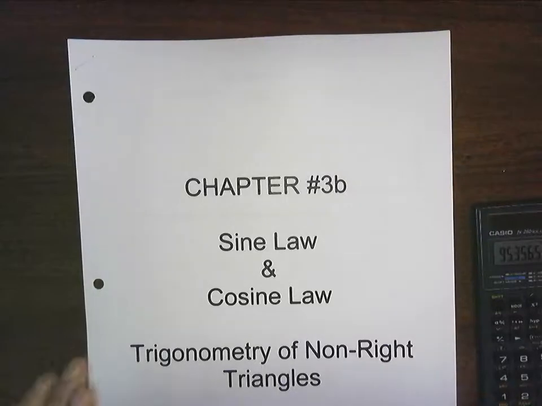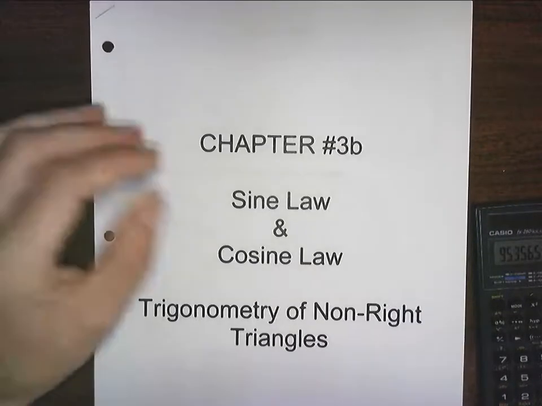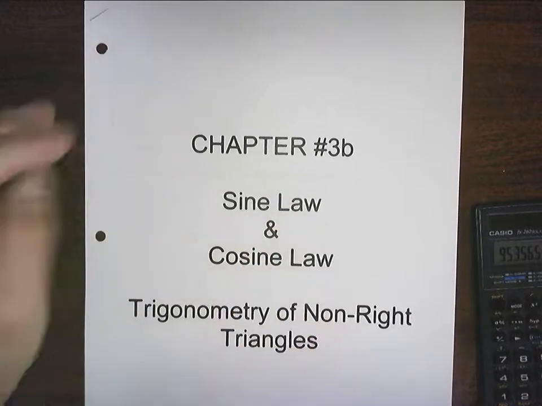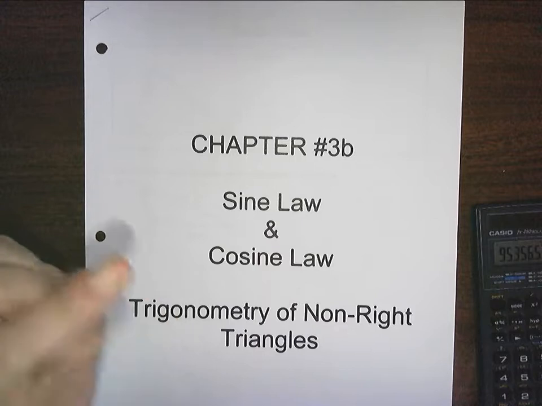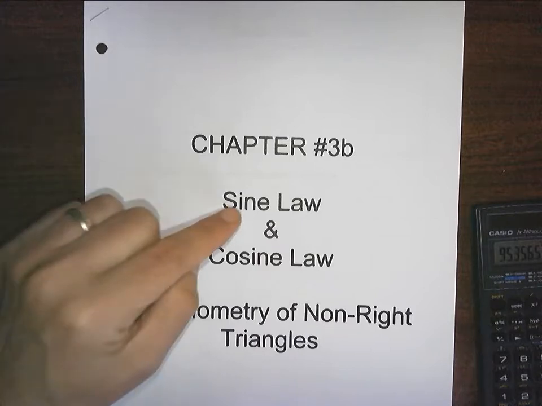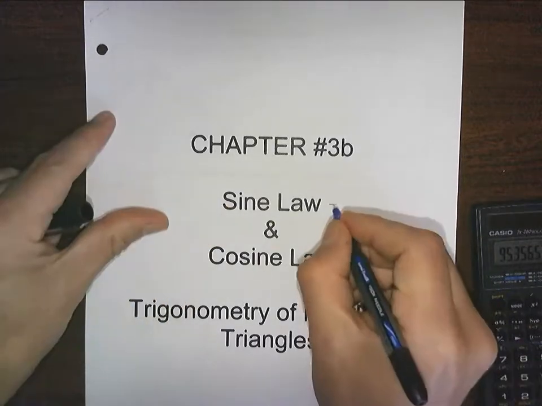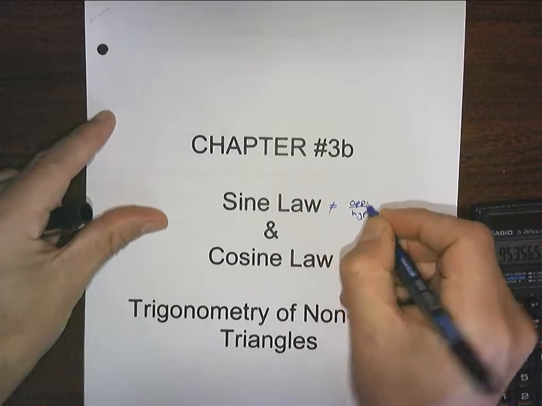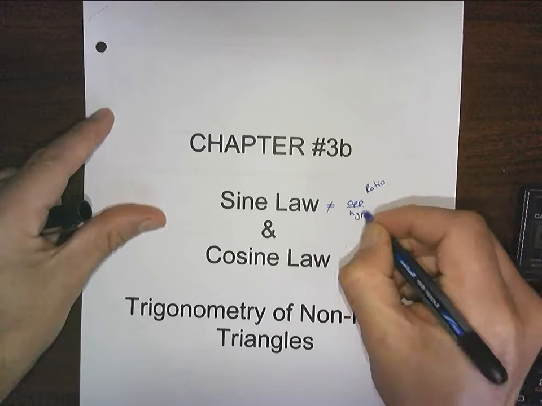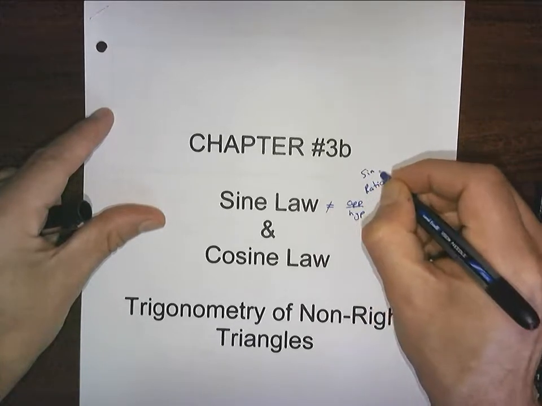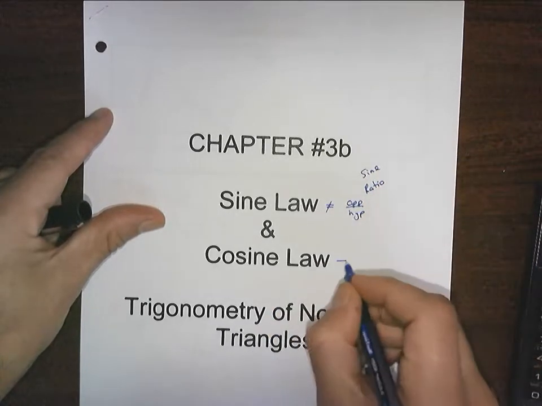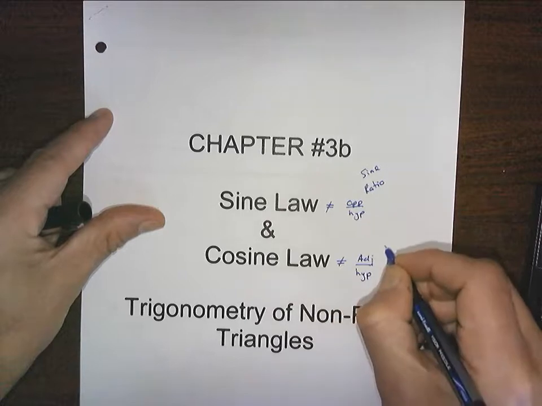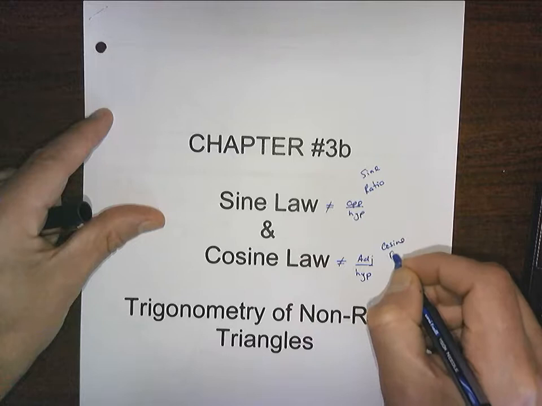Today we're going to be looking at the sine law and the cosine law. The first thing I have to be very, very clear on is that the sine law and cosine law are different than the sine ratio and the cosine ratio. The sine law does not equal opposite over hypotenuse. That is a ratio. That's the sine ratio, not the sine law. And the cosine law is not adjacent over hypotenuse. That is the cosine ratio.